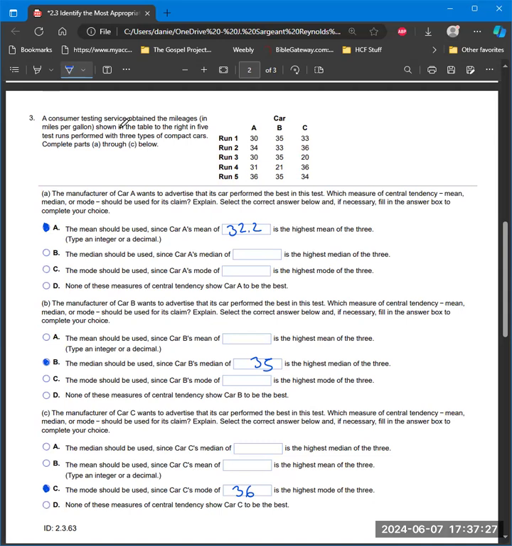So you could have 3 different car companies all making different claims that they performed best in this test, because they use different measures of central tendency to report their data. One of them using the mean, one using the median, and one using the mode.